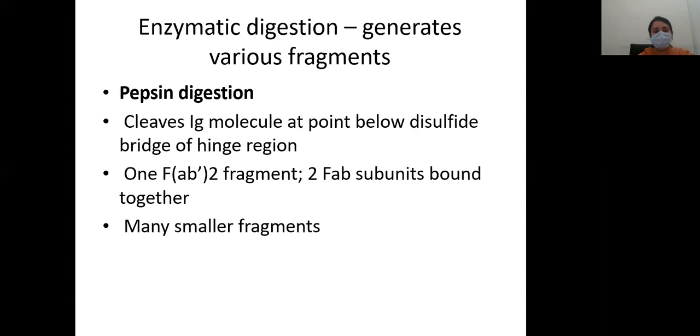Next is pepsin digestion. Okay, it cleaves immunoglobulin molecule at a point below the disulfide bridge of the hinge.